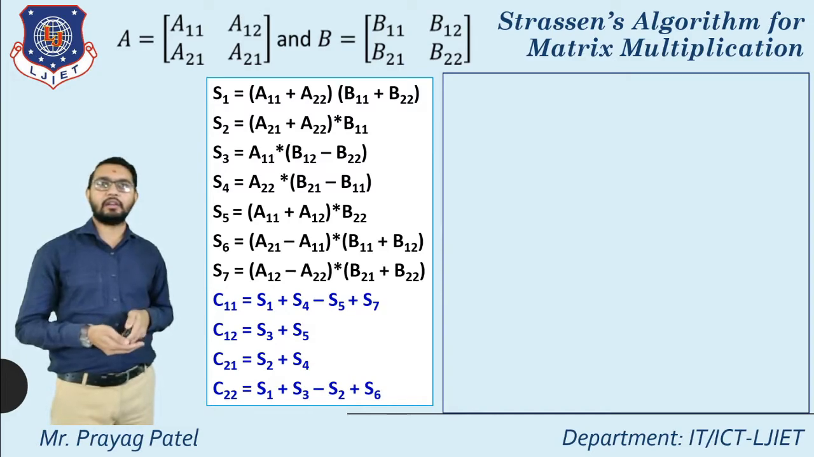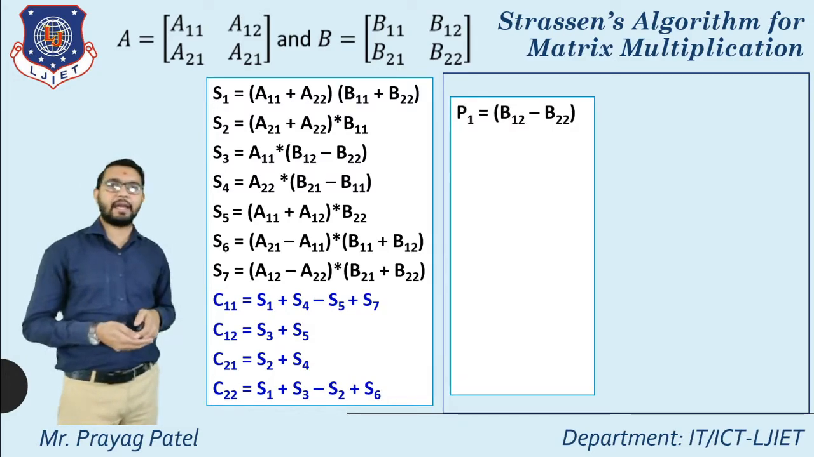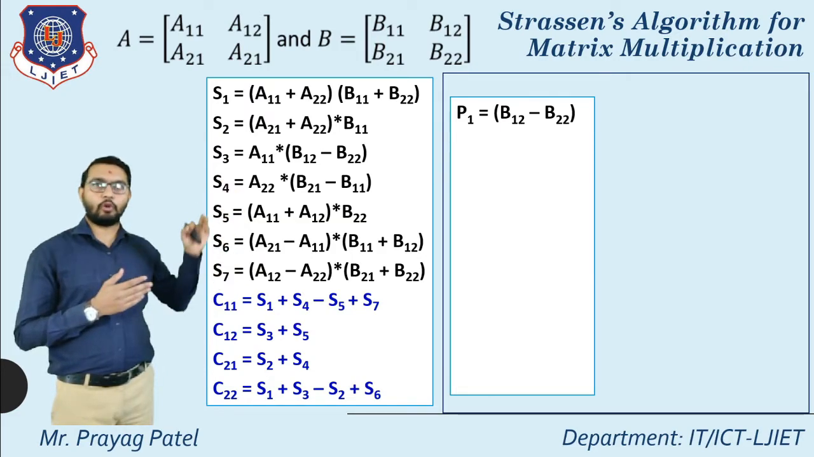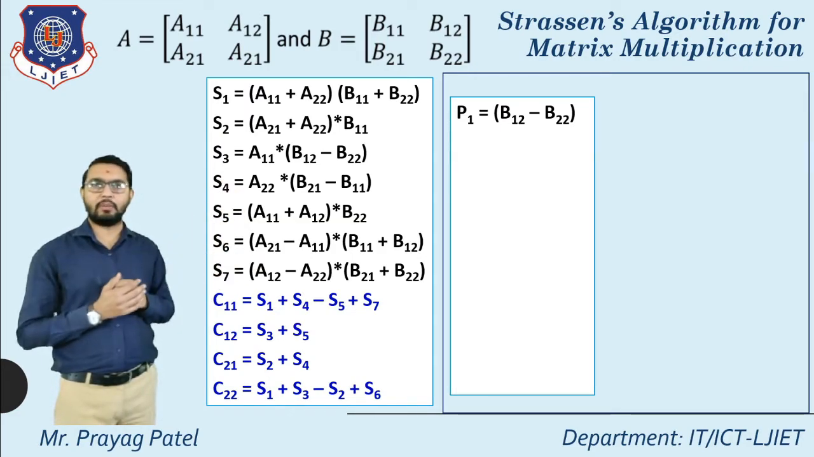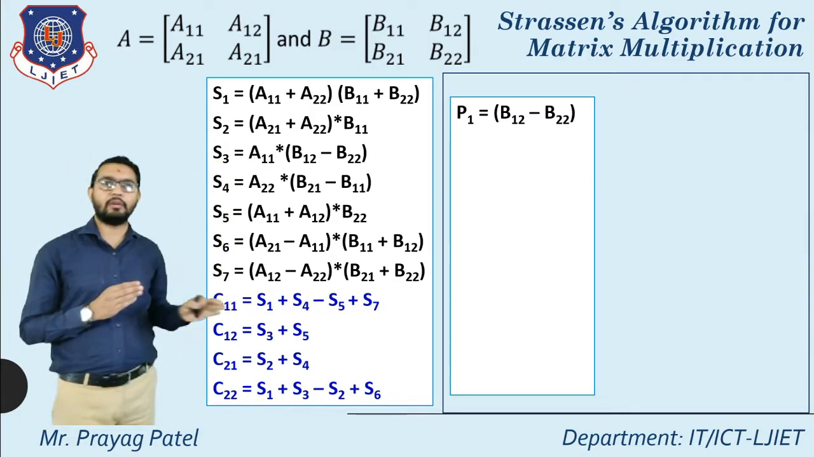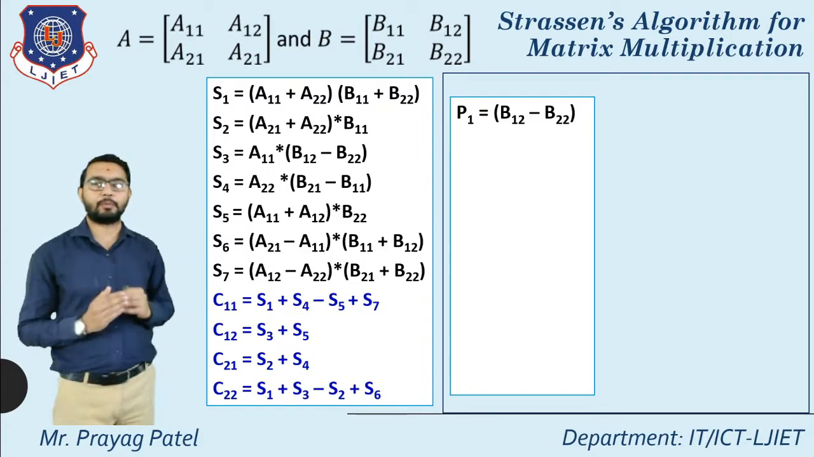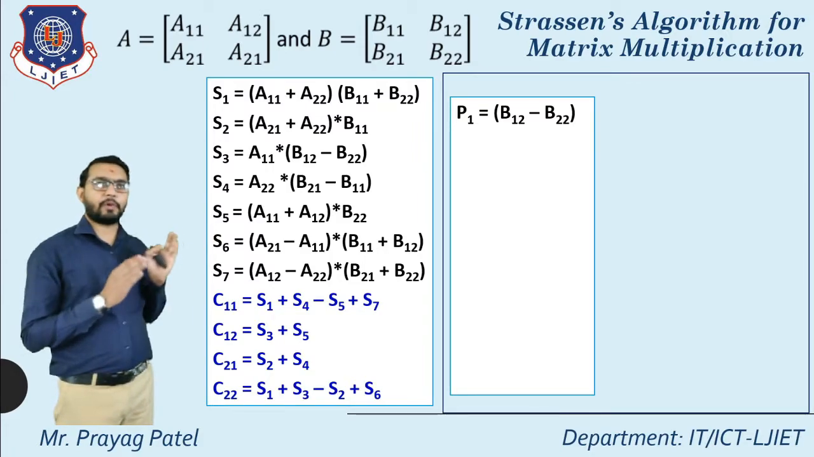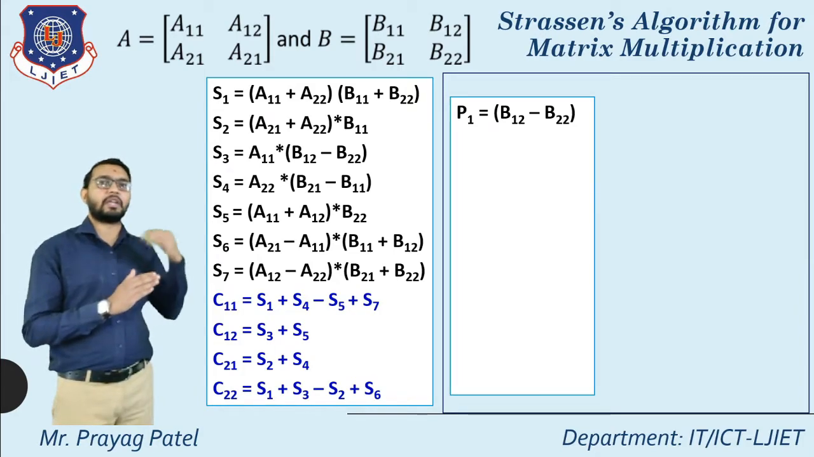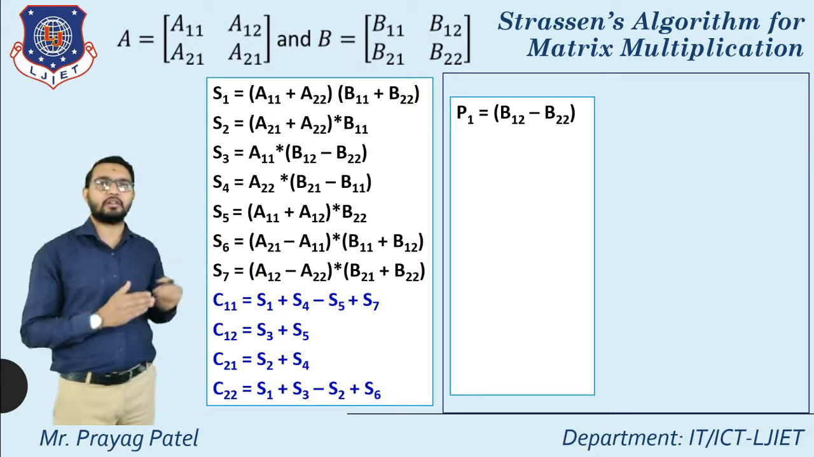Here consider another way of writing the equation, where 10 different operations, additions and subtractions, are done. All the addition and subtraction operations are performed in equations P1, P2, P3 up to P10 form. So first we perform these 10 addition or subtraction operations. After that we multiply these with the resultant elements.